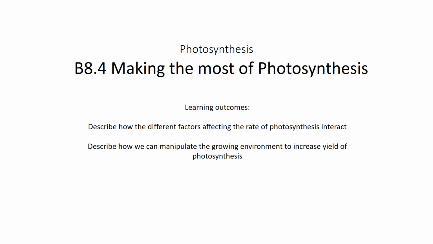So this is Miss Rigoletto presenting from Knole Academy, and today we're going to be looking at the factors that affect the rate of photosynthesis and how they interact. And we're going to be looking at describing how we can manipulate the growing environment to increase the yield. So that's how much product we get from photosynthesis.